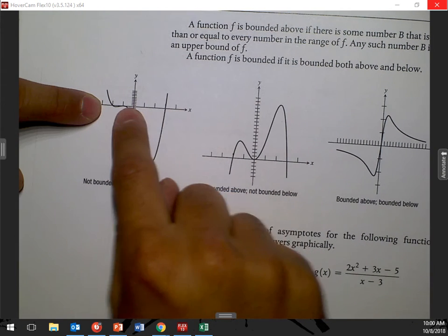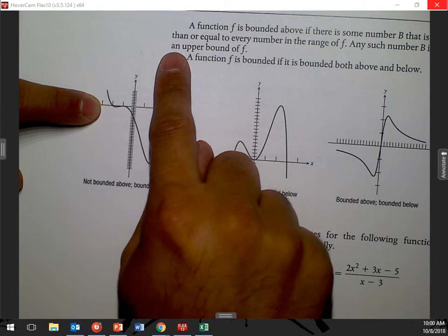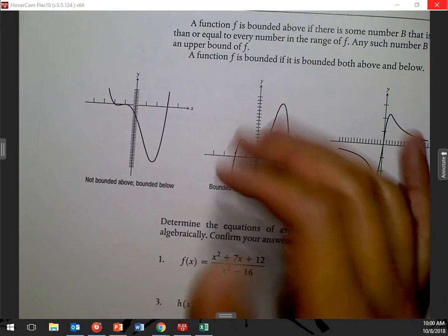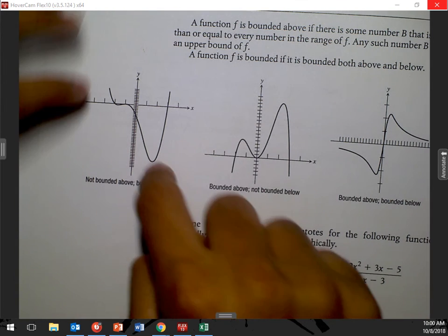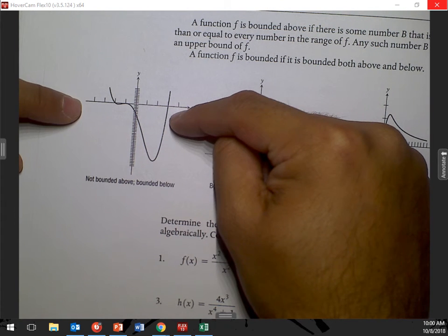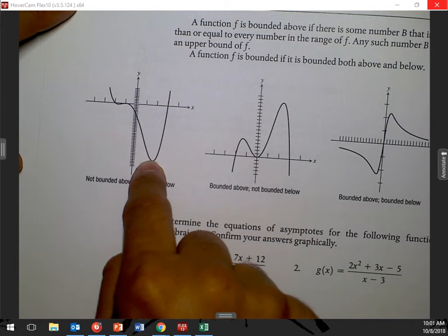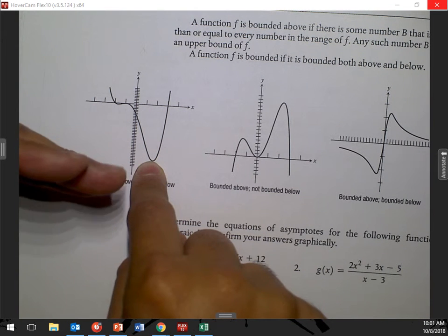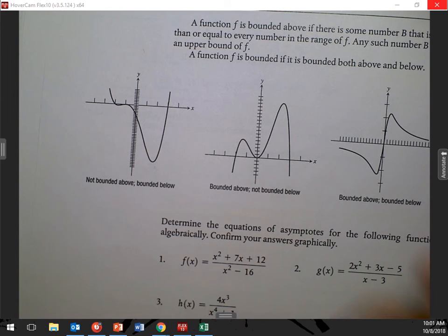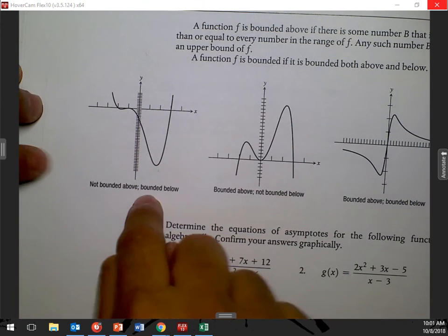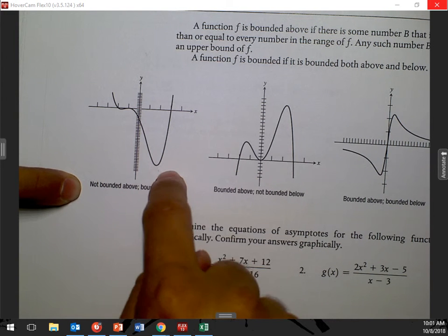End behavior as it goes to positive infinity, it goes up to positive infinity, right? So bounding means where can it or can it not go. So it's not bounded, so it is unbounded above, but it is bounded below. That means that there is a place in which it cannot go. The function is stuck at the lowest point, which is right here. So it's bounded below, but not above. So it goes up to infinity, but it doesn't go down to negative infinity.